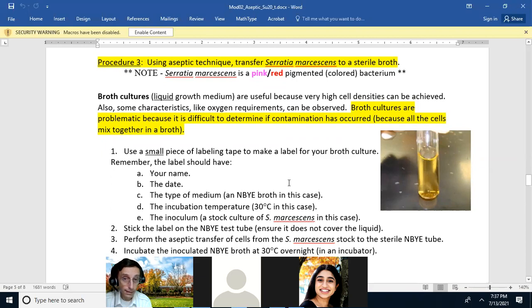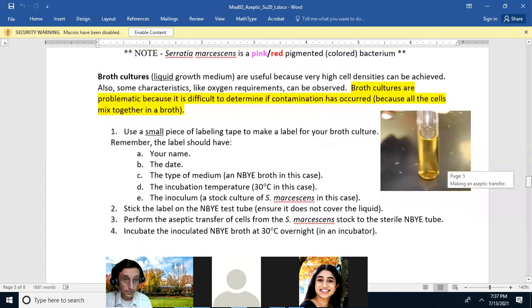You should properly label all tubes, and this procedure tells you how to do it. You should label a test tube on a piece of tape. Use a piece of tape to put your name, the date, the type of medium, the incubation temperature, which I always tell my students is optional, and then the inoculum, what you're growing in the tube. On a plate, you can write directly on the plate. You don't have to write on a piece of tape. And we'll talk about that in the next lab.